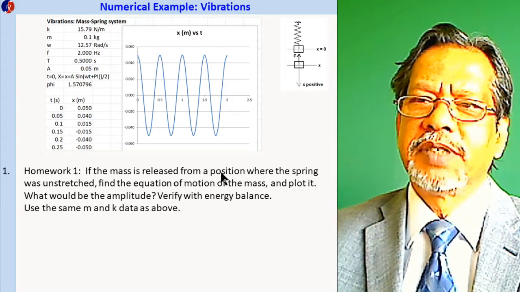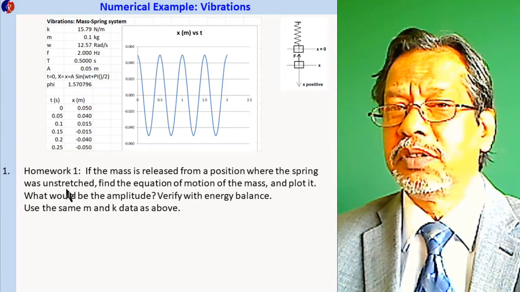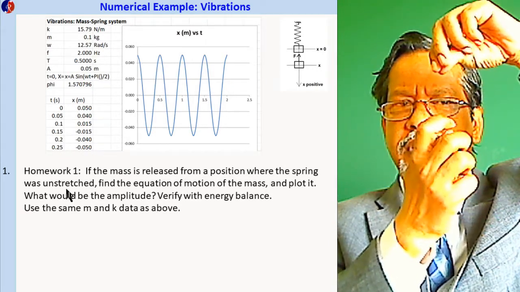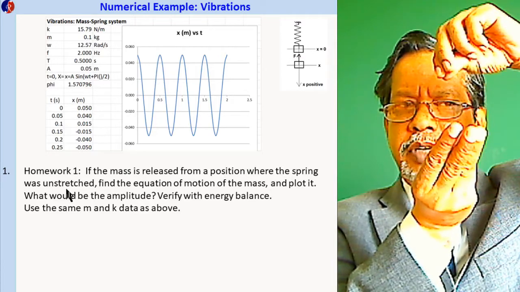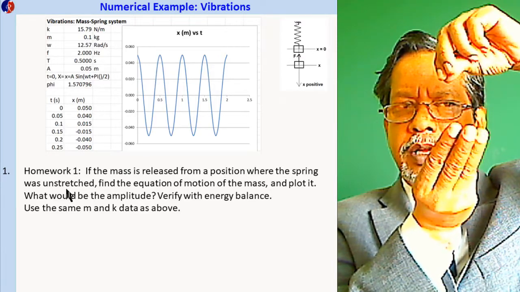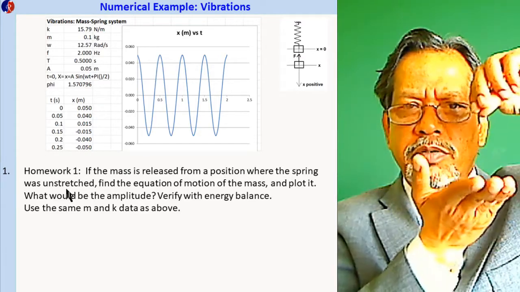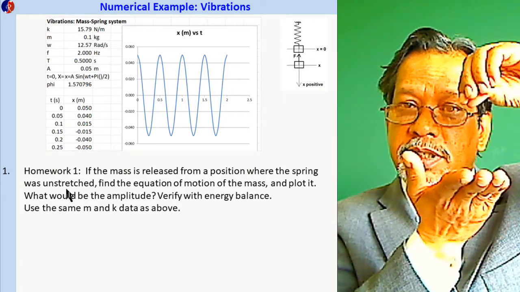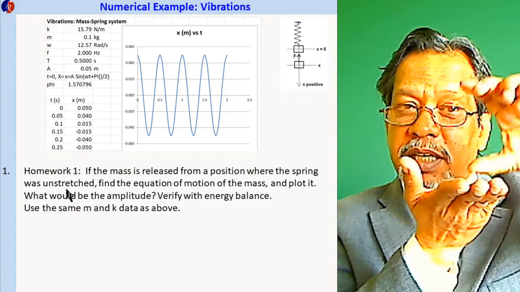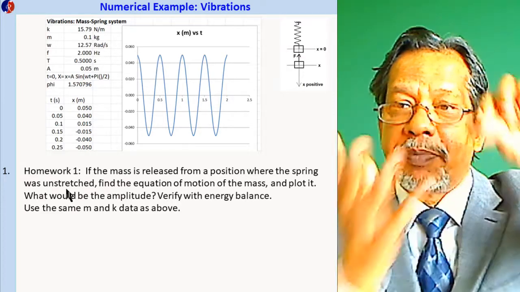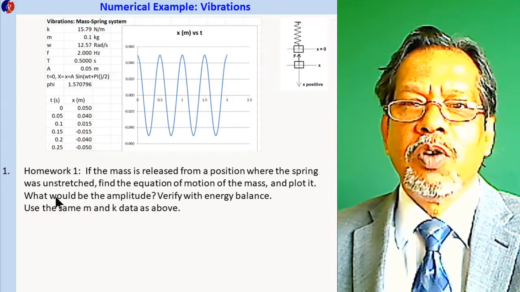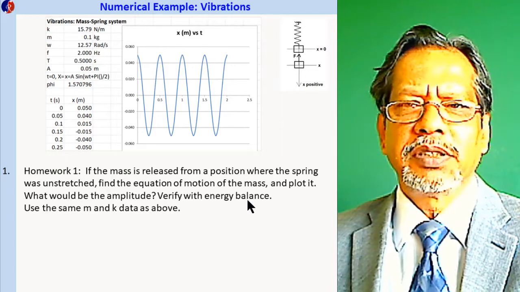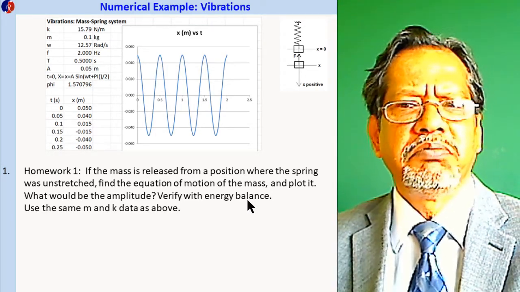If the mass is released from a position where the spring was unstretched, this is a difficult one. I have the spring, I hang the mass, but do not let it drop. Just leave it there, hold it there. First, when you're doing the experiment, you had slowly lowered it down to a neutral position. Now I'm not releasing, bring it down. From that unstretched spring position, if I drop it, what happens? It will vibrate. What will be the amplitude? Verify with energy balance. Go beyond what you are teaching. Push them.